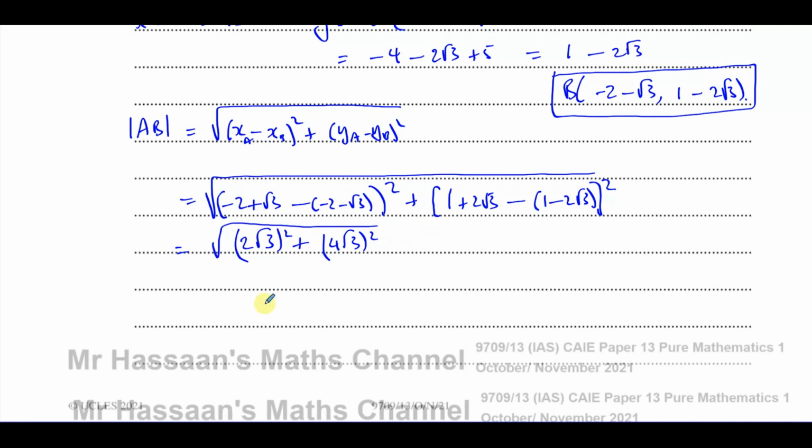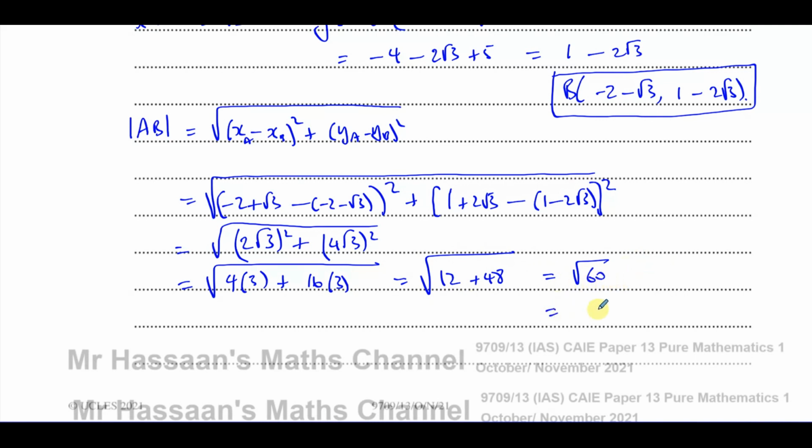So when you square this, you're going to end up with the square root of, now 2 root 3 squared, that's 2 squared is 4, root 3 squared is 3. So it's 4 times 3 plus, and 4 squared is 16, and root 3 squared is 3. So you have 4 times 3 plus 16 times 3, which is 12 plus 48, which is going to give you the square root of 60. Okay, the square root of 60, and that's the exact length.